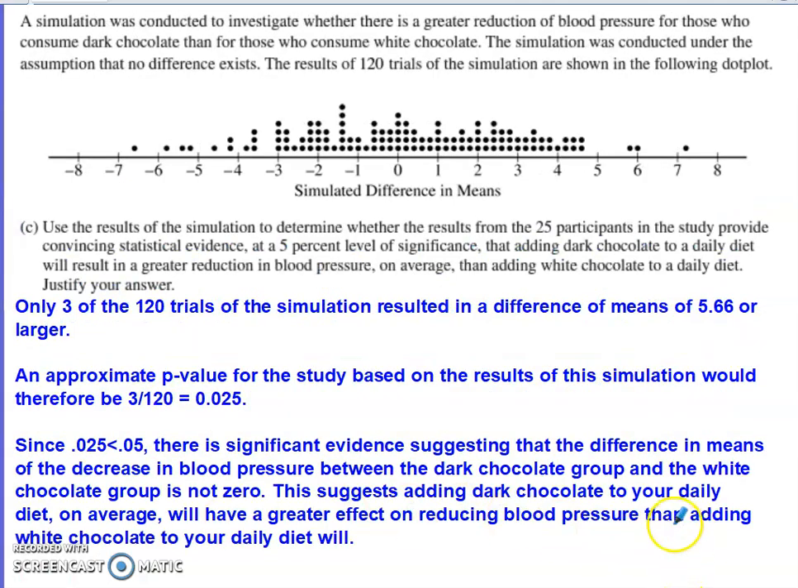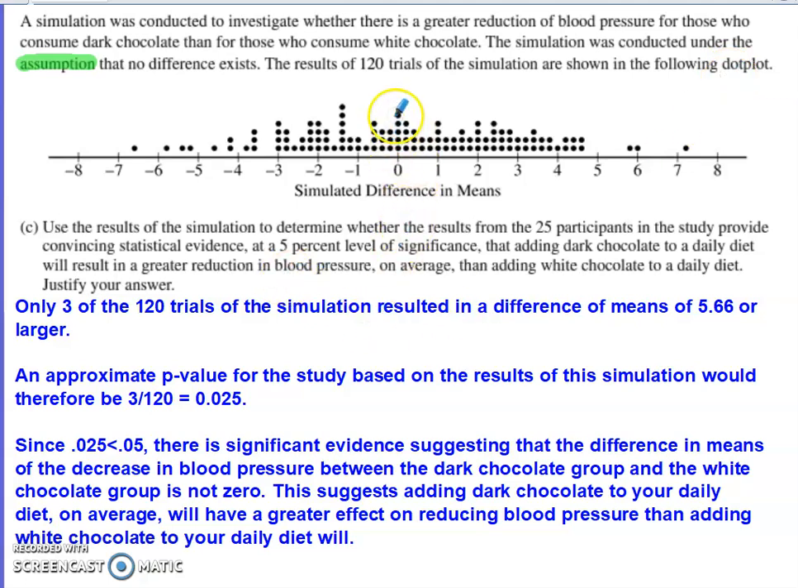And then in the last part of this, they say that a simulation is conducted to investigate whether there is a greater reduction in blood pressure for those in the dark chocolate group than for those in the white chocolate group. The simulation was conducted under the assumption that no difference exists. So this is maybe a little different, but if you're assuming something is true, you're basically making a null hypothesis, right? So we're assuming that there's no difference in the mean reduction in blood pressure between the two groups. The results of the 120 trials of the simulation are shown in the following dot plot.